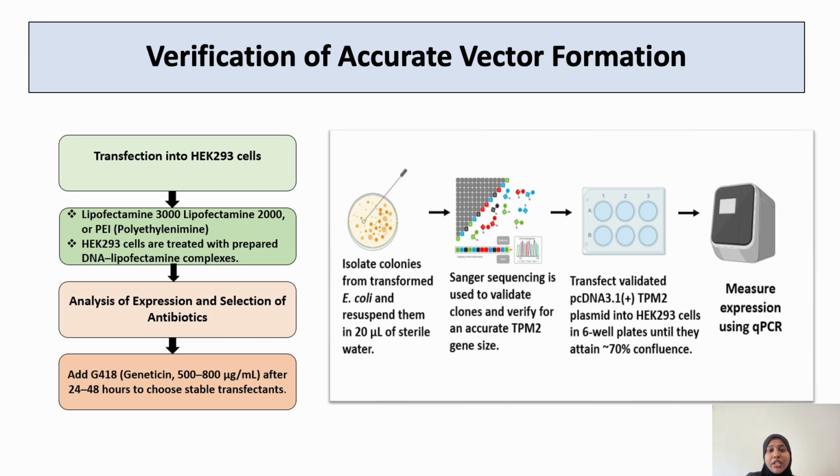Now the verification of accurate vector formation. After amplification, it was essential to verify the accurate formation of the recombinant plasmid. So this could involve methods such as restriction digestion, PCR or sequencing to ensure that the TPM2 gene was inserted correctly and in frame with any designed tags.